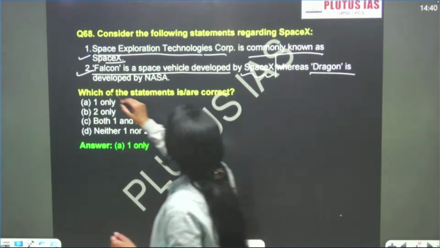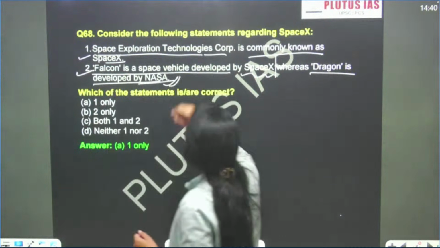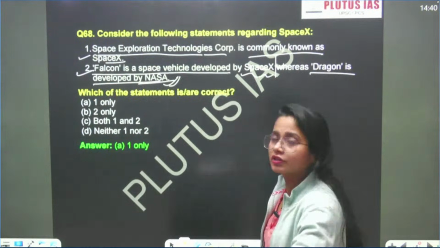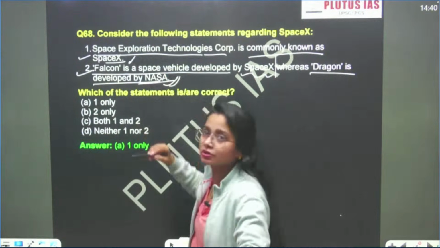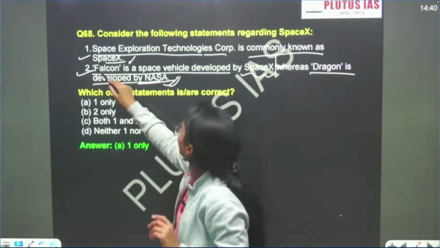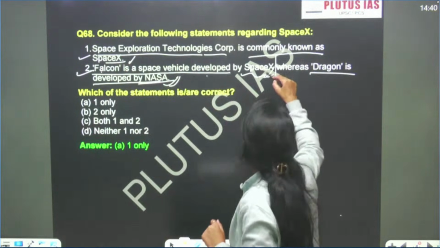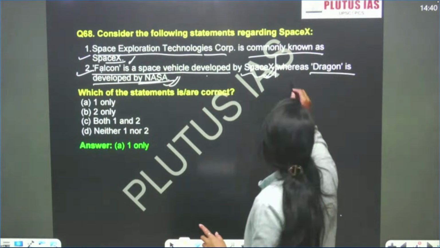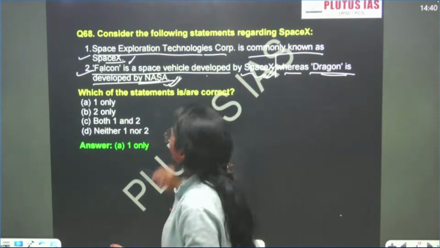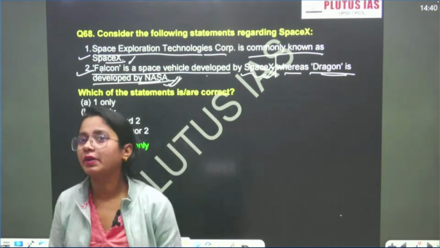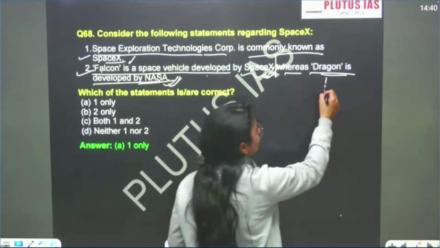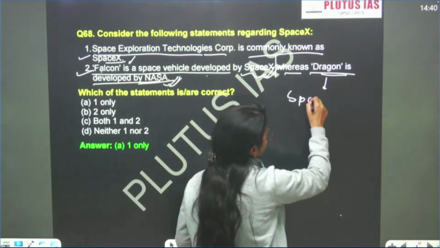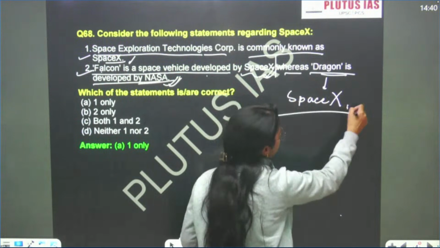Whereas a Dragon is developed by NASA. Okay, so if you want to solve this question, the first is absolutely correct. There is no doubt about it. In the second, the Falcon is a vehicle developed by SpaceX. Yes, the first part of the second statement is absolutely correct. While the Dragon is developed by NASA. No, Dragon is not developed by NASA, Dragon is also developed by SpaceX.